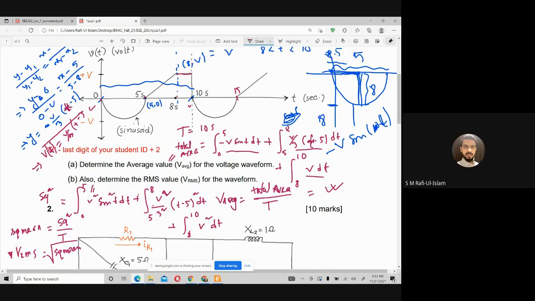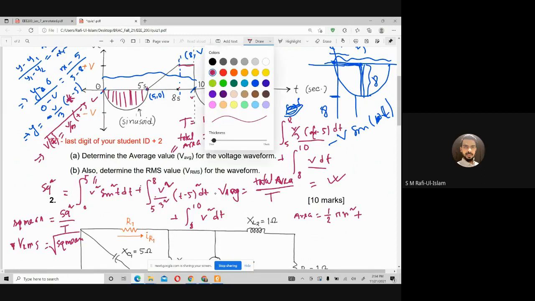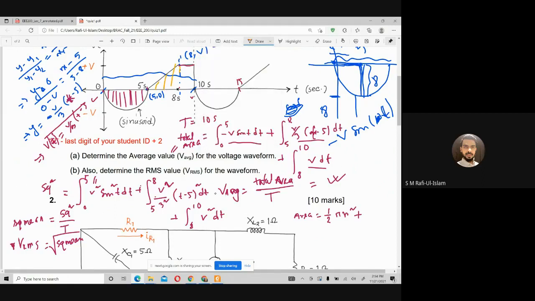But the problem with that, you can easily do it for the average value, but for the RMS value, it would be really difficult. How would you get the square of this and everything? For the average value, the area formula is so simple. This is nothing but a half circle, right? If it is a half circle, the area would be half times pi r square, plus this is one of the areas. The second one is nothing but a triangle.